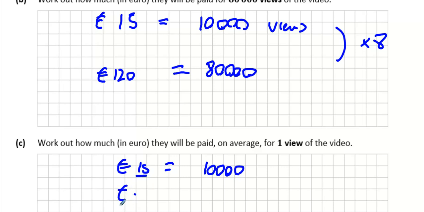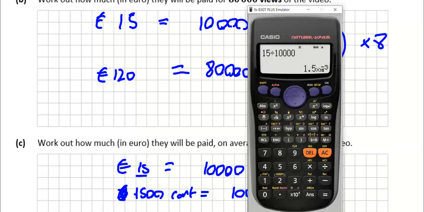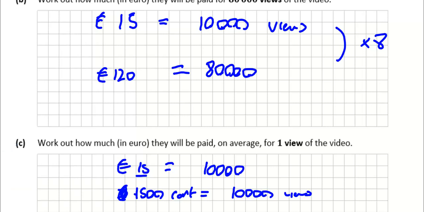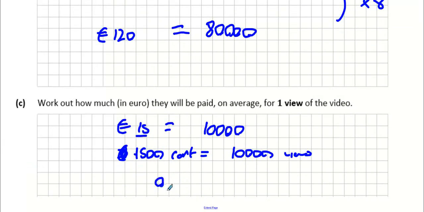So €15 is actually 1,500 cent. And what we can do is divide the 1,500 cent by 10,000, and it should work out a bit better. Which is 0.15 of a cent. One view equals 0.15 cent.